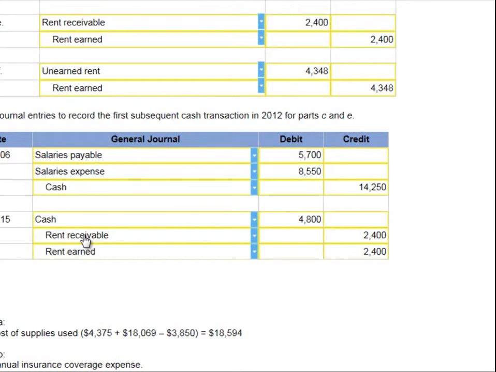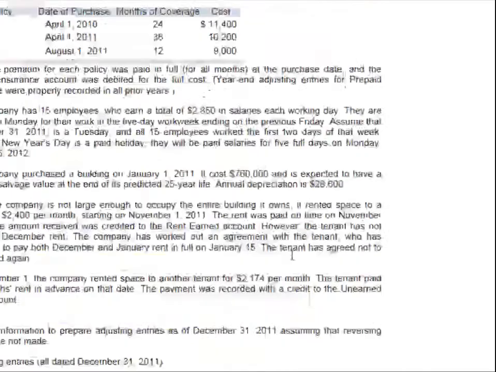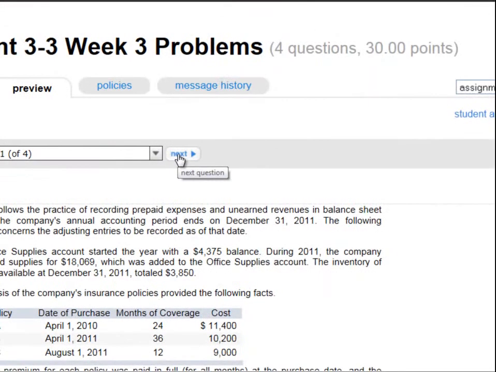One of those months we've already counted as rent earned in December, so we set up a rent receivable. Now we're actually receiving it, so we have to reduce it with a credit. The other month is now rent revenue. We're now earning it. So we credit rent earned. It's a revenue account. We get our $2,400. So that takes us through part one.